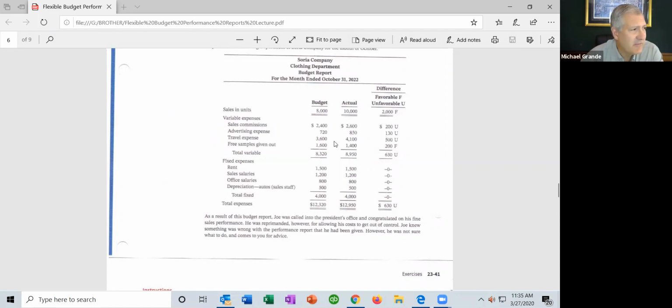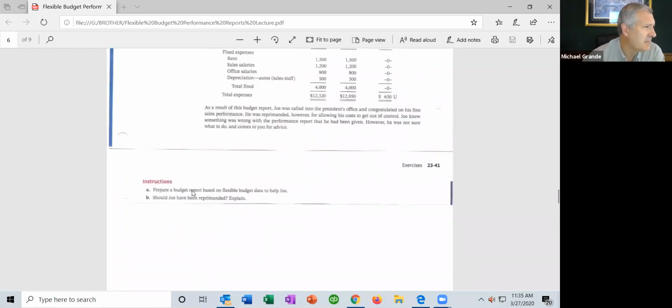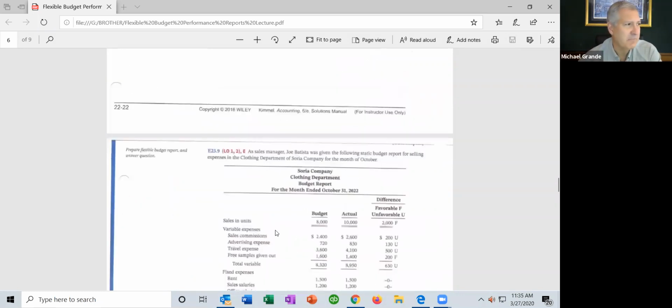But aren't some of these expenses here variable costs? So labeled. Variable expenses, sales commissions, advertising, travel, free samples given out. So if they're variable, shouldn't the total cost go up as the number of units goes up? The answer is yes. But how much? What are they asking you to do here? Instructions: prepare a budget report based on flexible budget data to help you. Should Joe have been reprimanded?